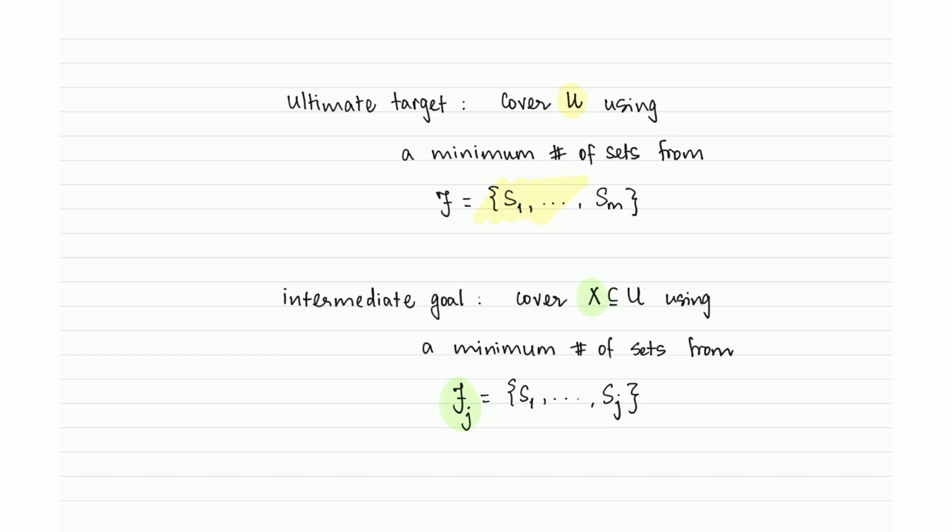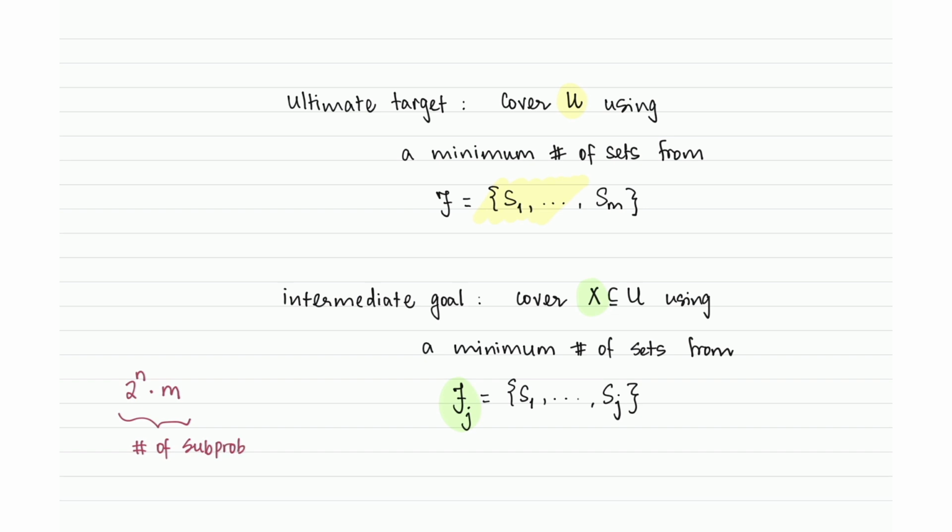Well, we have a choice for every subset of the universe. So if our universe has n elements, we already have 2 to the n choices for X. And we also have a choice of how much of the original family we are allowed to use up. So we have m options for the index j here. So 2 to the n times m is simply the number of subproblems that we are working with.